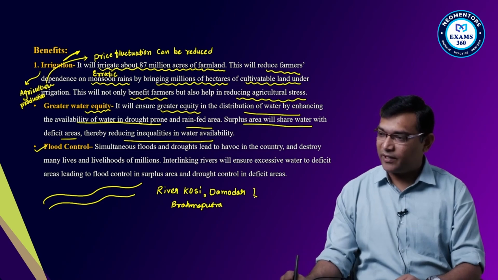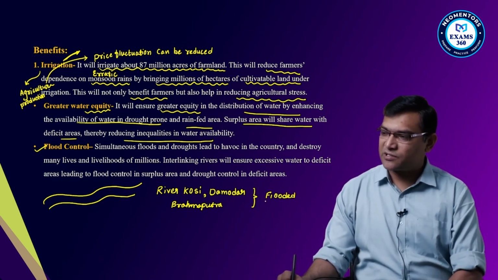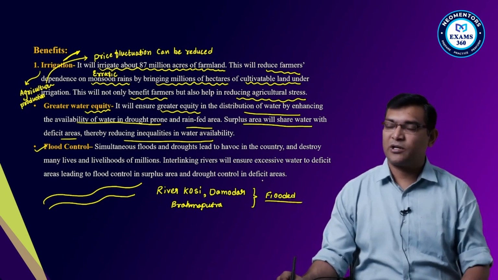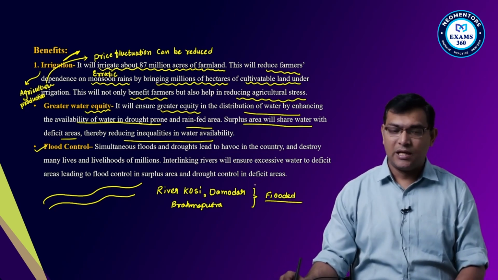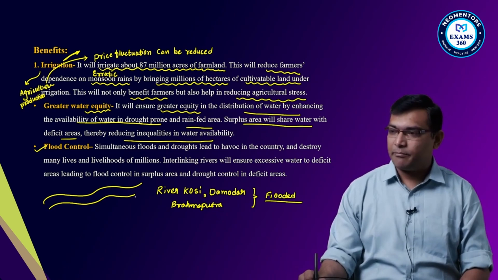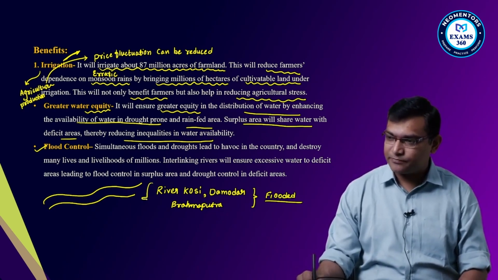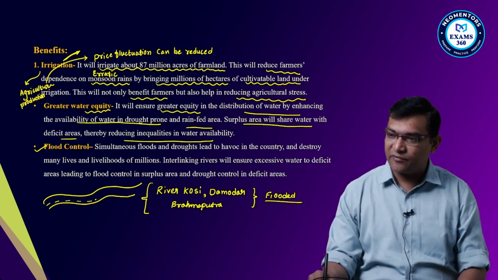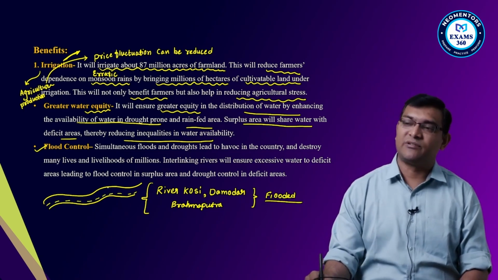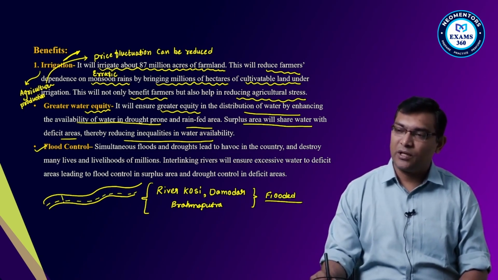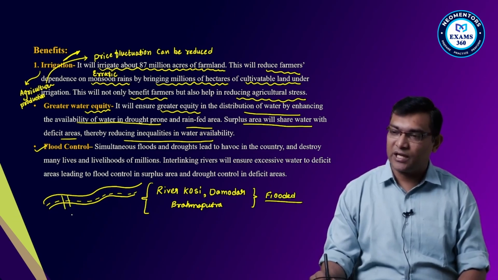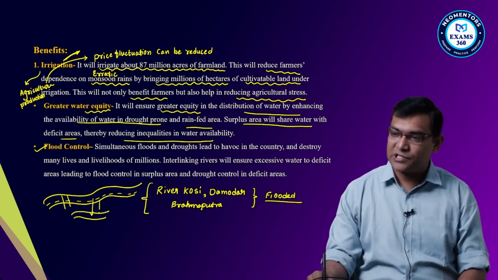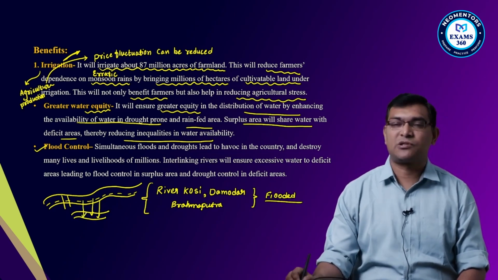They are flooding every time. Why? Because of the various reasons which we have seen. But what will happen now? The rivers which are there, when you link them with other rivers through interlinking, what will happen? The surplus water will be distributed, so flooding conditions can be stopped.